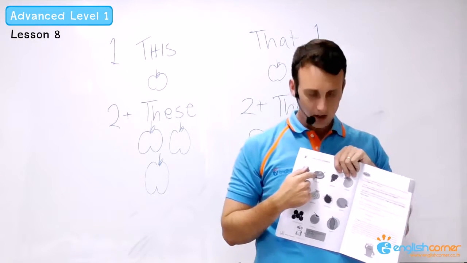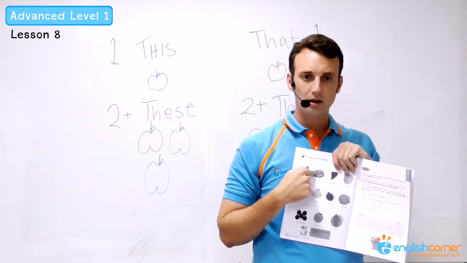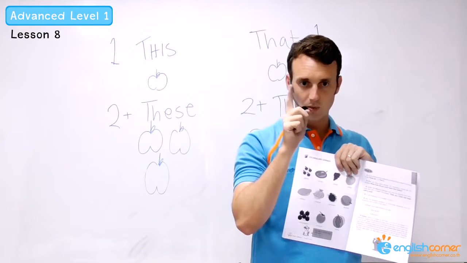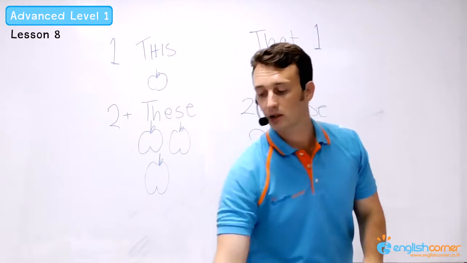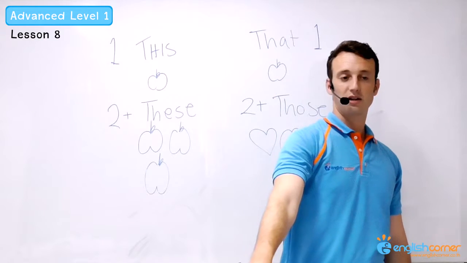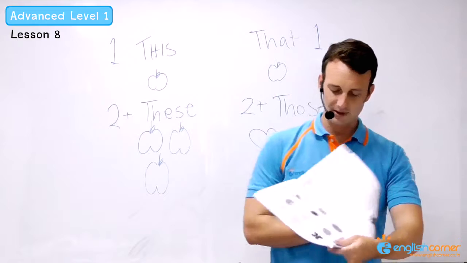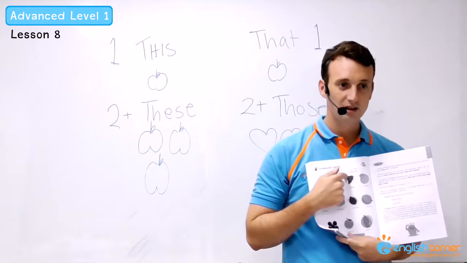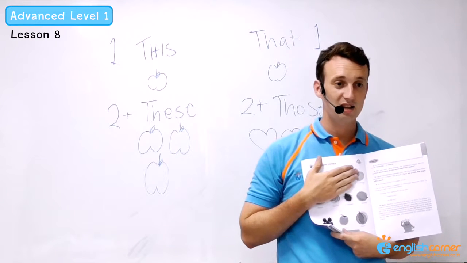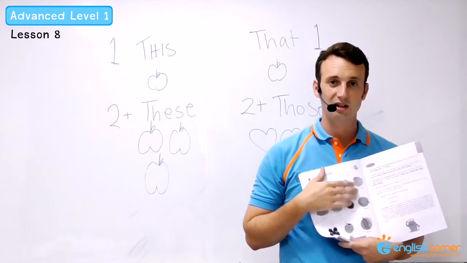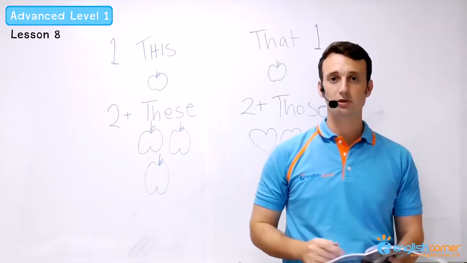Do I say this mango or these mango? This. Why? One mango. This mango. Now put your book over there. That mango. Very good. Grapes. This or these? These. Very good. So keep practicing all of these with the students.